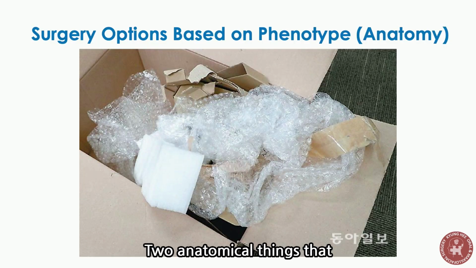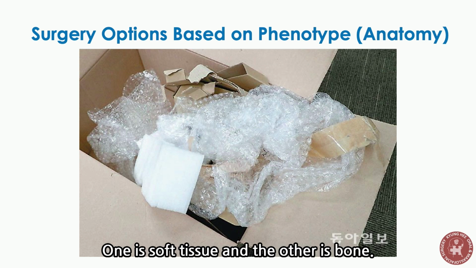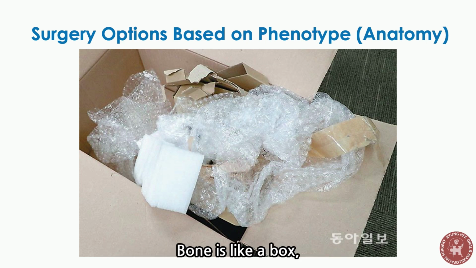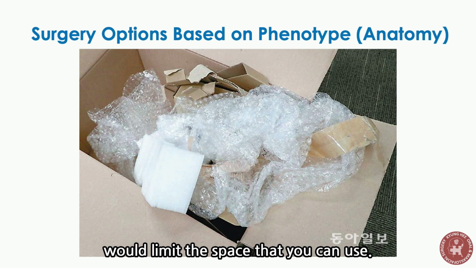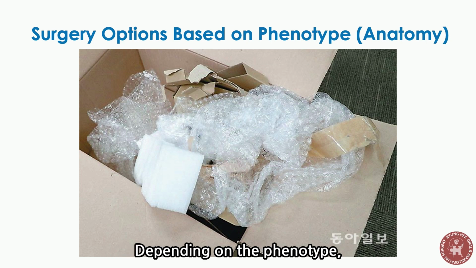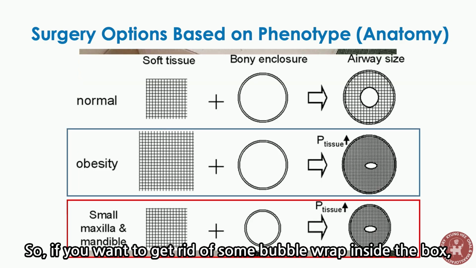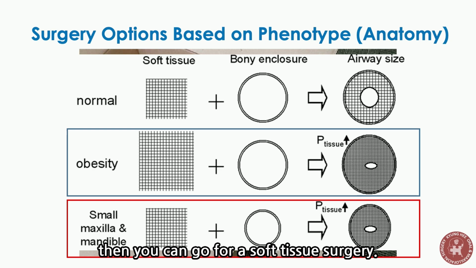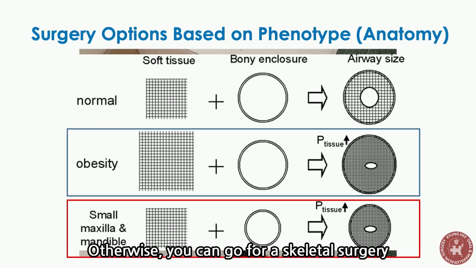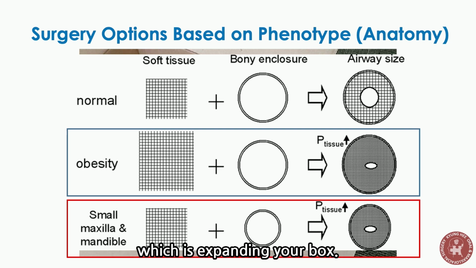Two anatomical things can limit the airway dimension. One is soft tissue and the other is bone. One is like a box here to contain something. Soft tissue is like bubble wrap inside the box like this. So too much bubble wrap would limit the space that you can use. Depending on the phenotype, you can go for a surgery. So if you want to get rid of some bubble wrap inside the box, then you can go for a soft tissue surgery. Otherwise, you can go for a skeletal surgery, which is expanding your box.